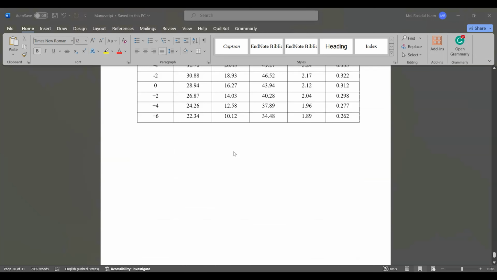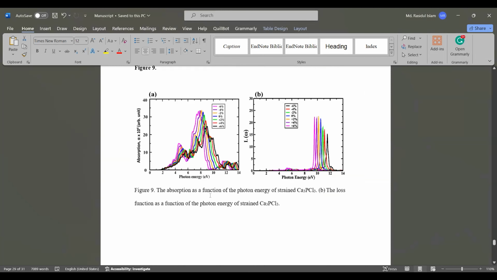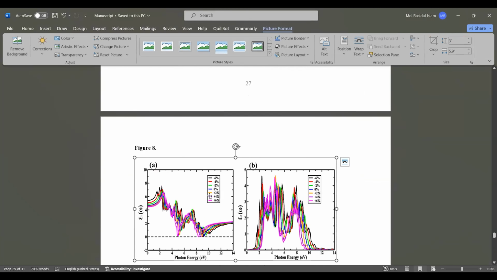And here I have used three tables. Okay. So this is the basic structure of the manuscript.